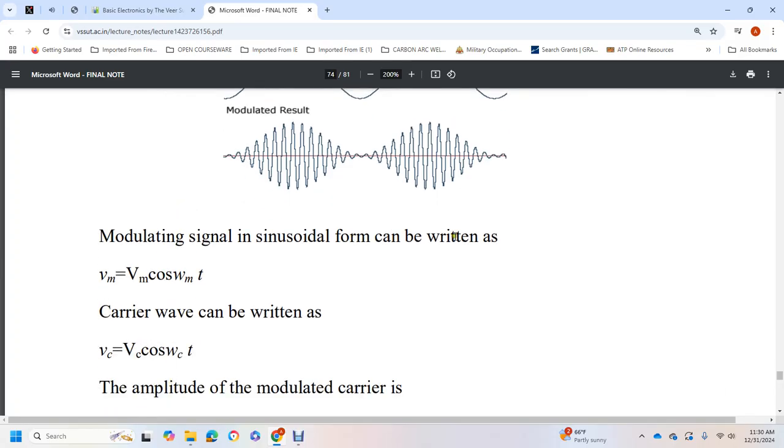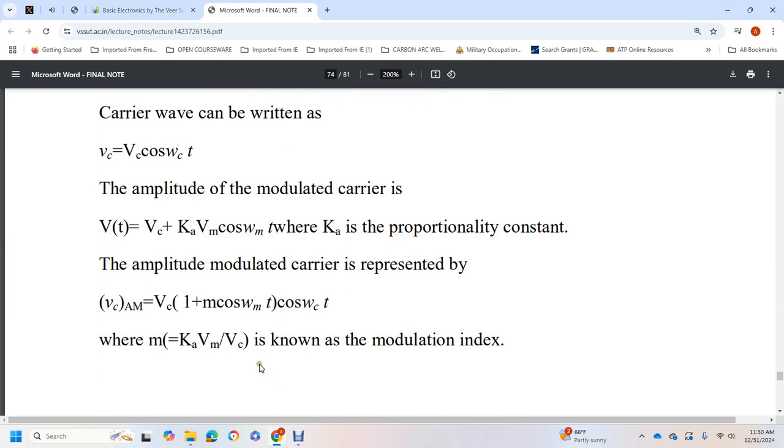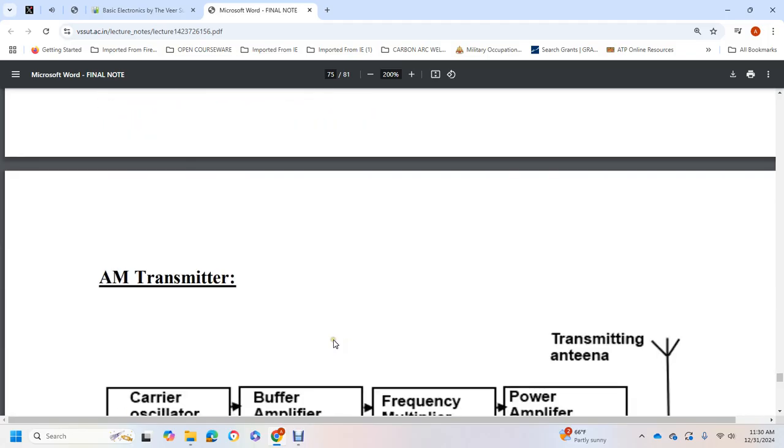The modulating signal is written as Vm cos ωmt. The carrier wave is written as Vc cos ωct. The amplitude of the carrier is made proportional to the modulating signal, and the amplitude modulated carrier is represented accordingly, where m is known as the modulation index.